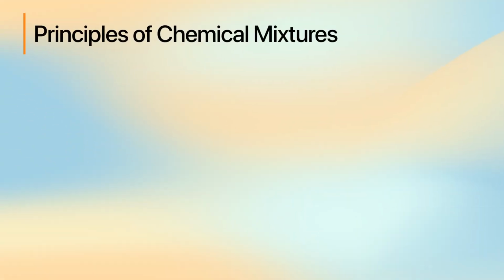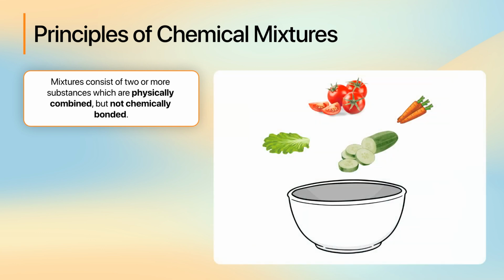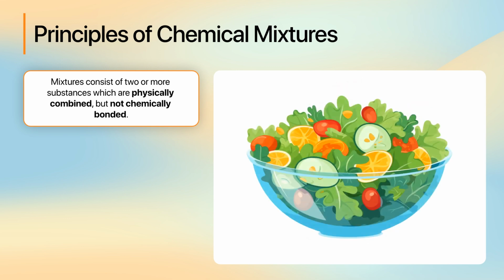Welcome to the main part of our lesson on mixtures. Let's dive right into what makes mixtures so unique. Mixtures consist of two or more substances physically intermingled without chemical bonding. Imagine making a salad. You take lettuce, tomatoes, cucumbers, and carrots and toss them together in a bowl. Each ingredient mixes with the others, but none of them change their basic nature. This is exactly how a mixture works. The substances are combined, but they don't actually bond chemically.